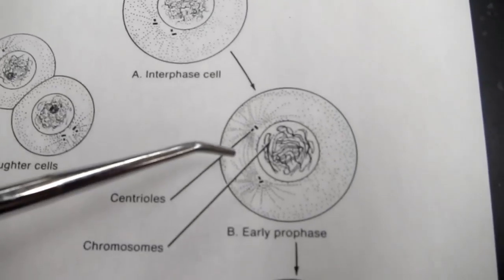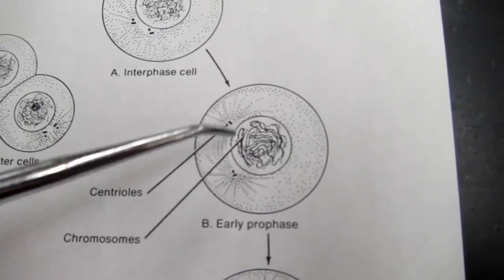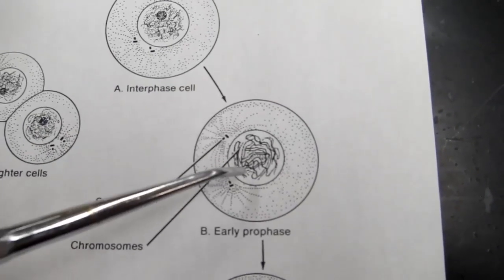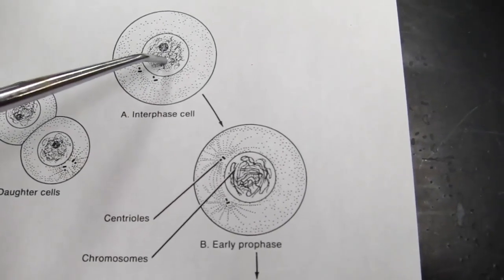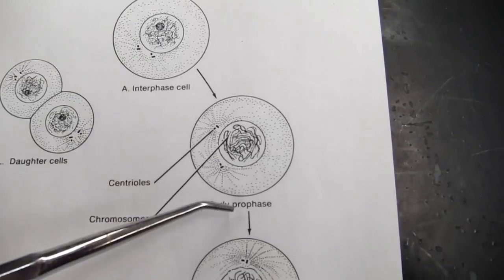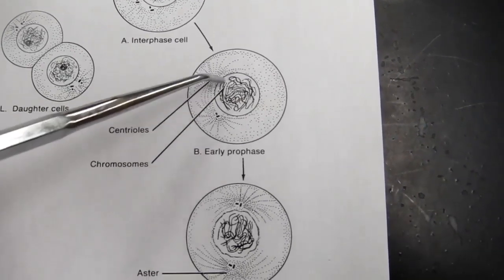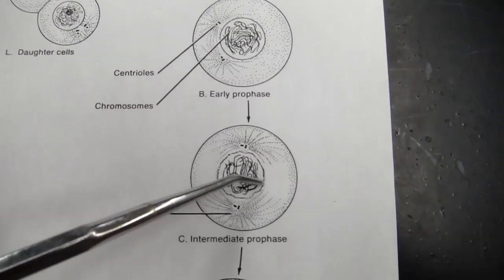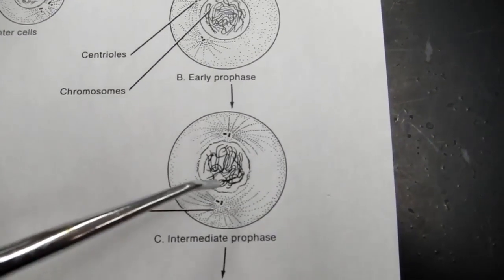Okay, as they move further away from each other, the spindle fibers get longer, and you can see the genetic material is getting easier to see, more distinct. Okay, so it's converting from chromatin to chromosomes. As we go further through prophase, which is once the DNA is starting to condense, we say that we're in prophase.